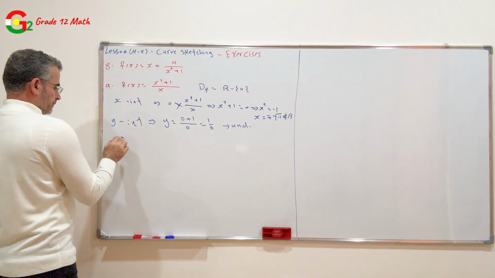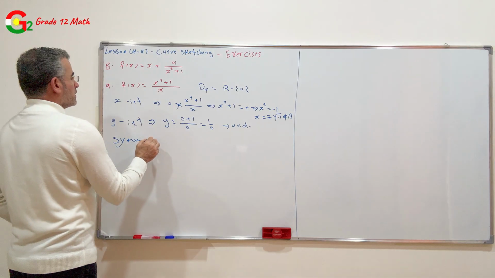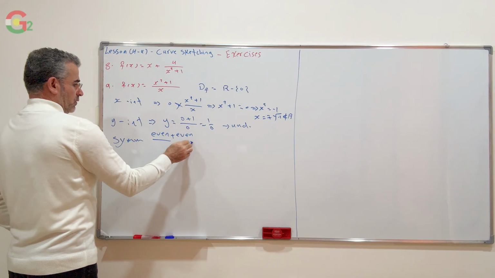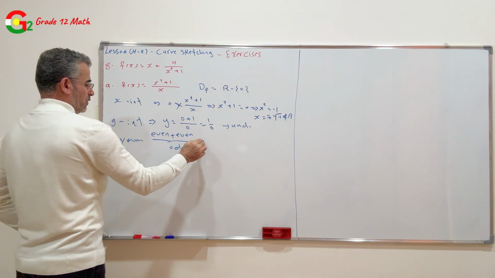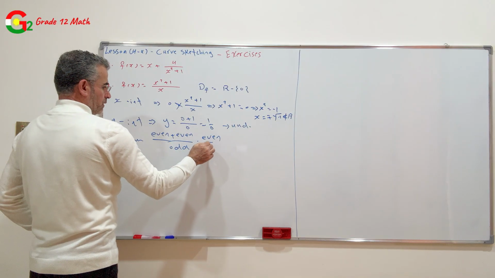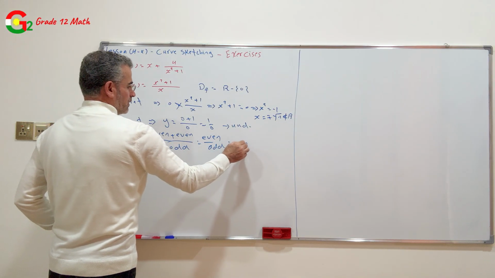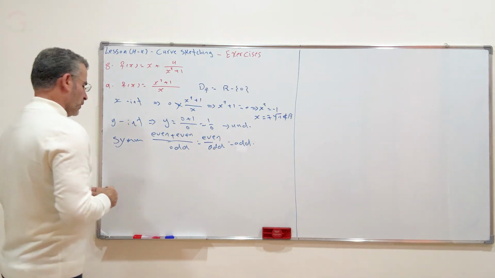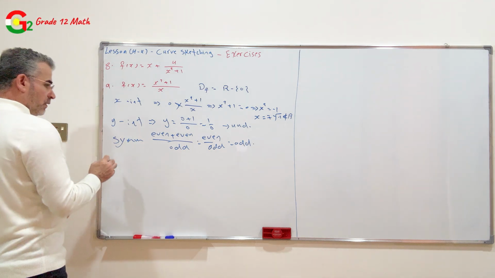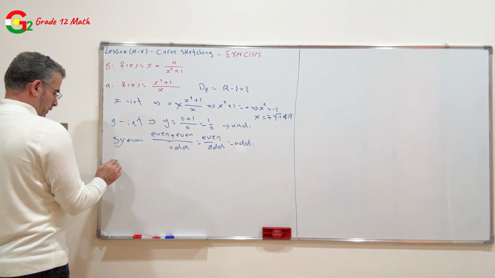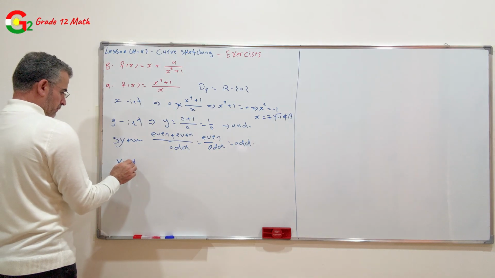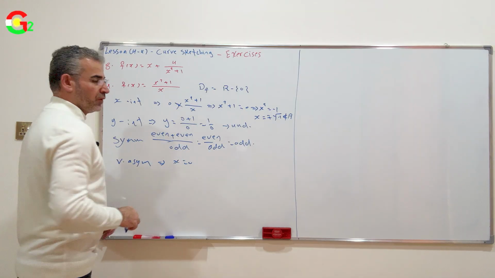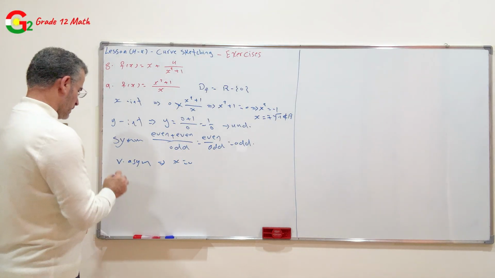For symmetry, the function equals even function plus even function over odd function, which is even over odd, equals odd function. Therefore, the function is symmetric with the origin point. For vertical asymptote, we set the denominator of the function equal to 0, x equals 0. Therefore, x equals 0 is a vertical asymptote for this function.